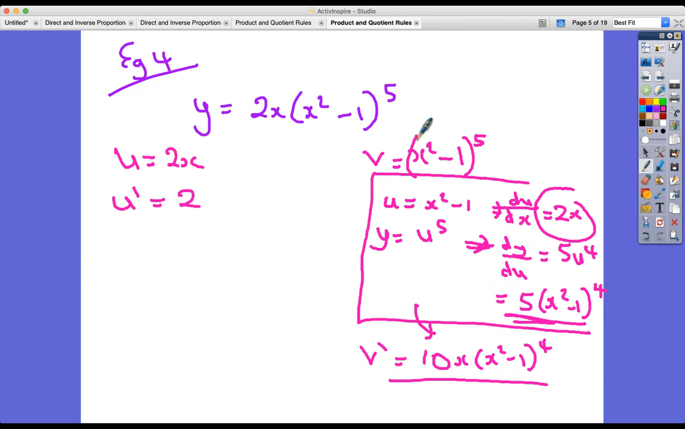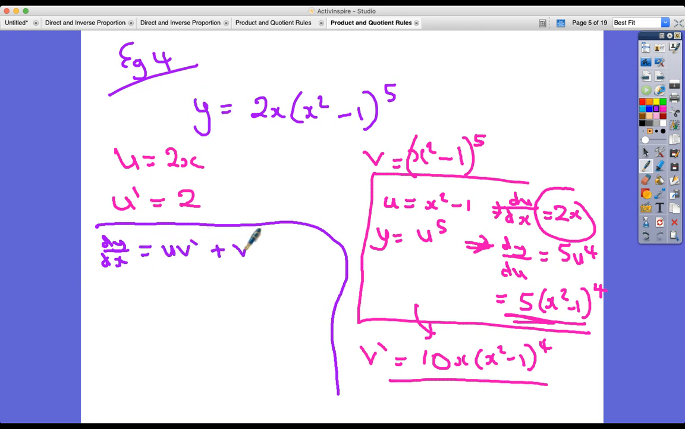Now obviously we're not there yet. We've got the u, we've got the v, we've got the u dash, we've got the v dash. So now it's just a case of the product rule. dy by dx, which is us differentiating that original function y, is equal to uv dash plus vu dash. I'm going to take my u, which is 2x, and times it by that complicated thing I've just worked out, which is 10x brackets x squared minus 1 all to the power of 4, plus, much nicer, 2 brackets x squared minus 1 all to the power of 5.